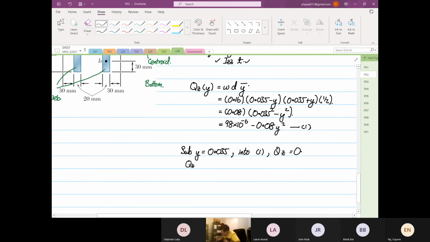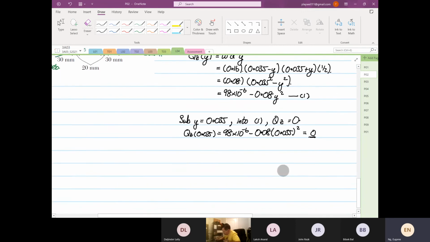So Qz, where y is now 0.035, is 98 times 10 to the power minus 6 minus 0.08 times 0.035 squared. This thing is in fact equal to 0. Now the difference between a student scoring high marks and a student not scoring as high is the ability to check whether the equation is right or wrong. Okay, so I hope you all embrace this, right? Don't be discouraged or whatsoever.